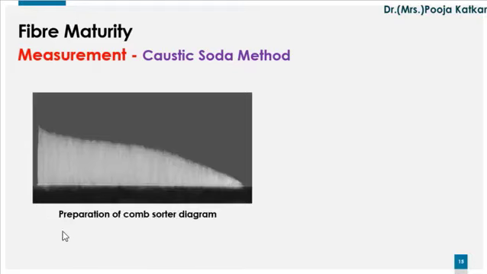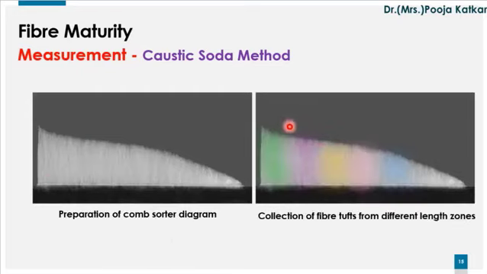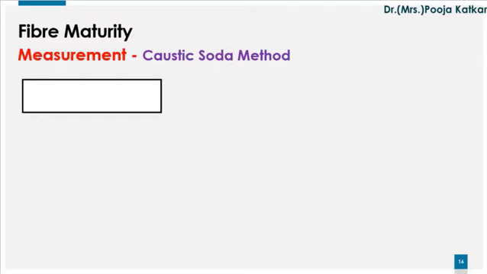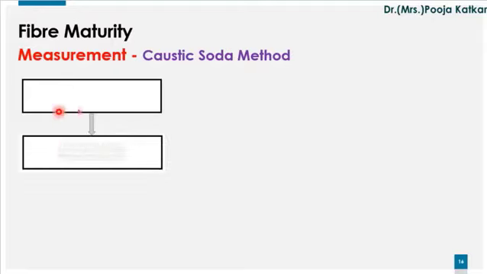We need to distribute the fibers based on its length. After you prepare fiber distribution diagram, we have to select the sample from different zones. I have shown here by different colors. The very first step here is to take a glass slide. You have to clean this glass slide and place straight and parallel fibers on this glass slide.